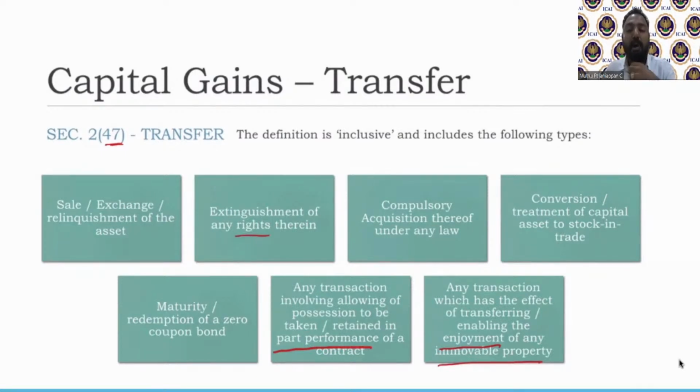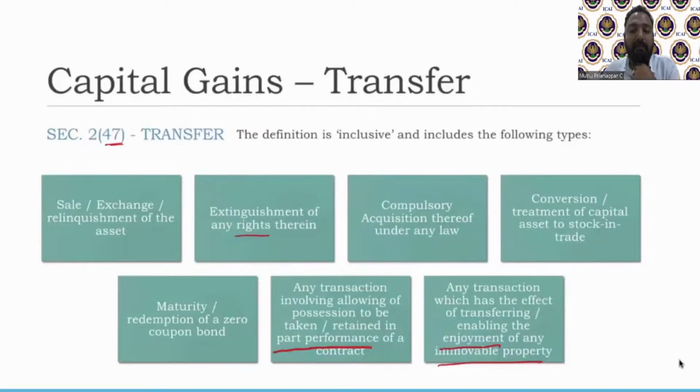So it need not be a voluntary transfer, it could be a forced transfer also. So all this is what we are actually calling a transfer. That is being defined in section 2, clause 24, correct? So that's what we are discussing here, about what will be a transfer.